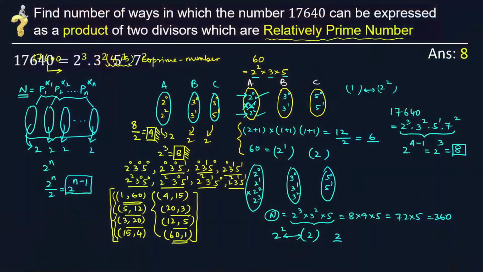First, we understood the logic, then we created a formula. So whenever they ask you to find the number of co-prime pairs which when multiplied give the number capital N, the formula is 2 to the power n minus 1. What is small n? The small n is the number of primes involved in the prime factorization of capital N. Clear to all? Okay, let's move to the next problem.